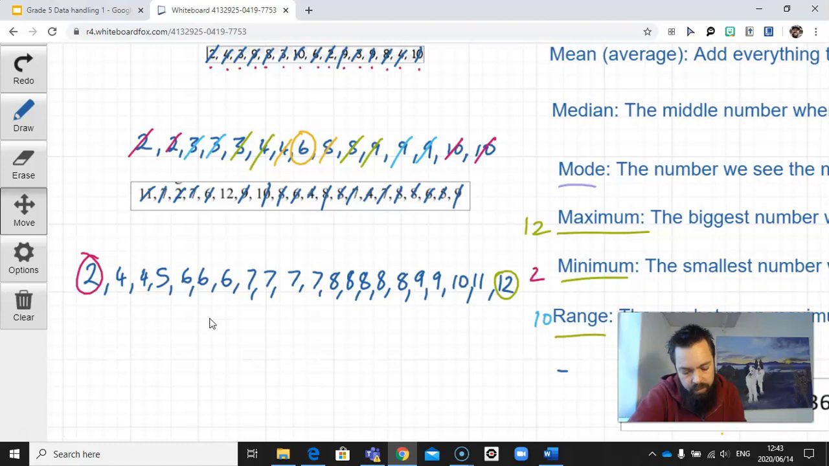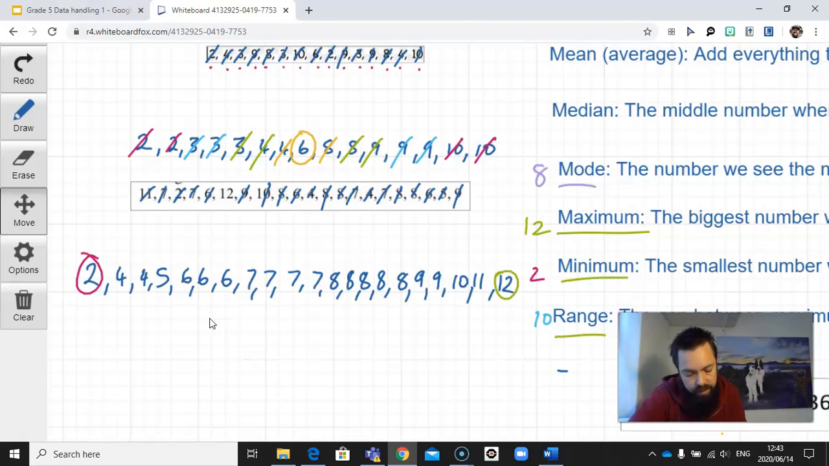Now we want to look to see which one is the mode. Mode is the one that we see the most. Okay, so not going to be 2. 4 we've got 2 of, 5 we've got 1 of, we've got 3 6s, we've got 4 7s, we've got 5 8s, 2 9s, okay, so it's going to be the 8s. So my mode, the one I see the most, is 8.